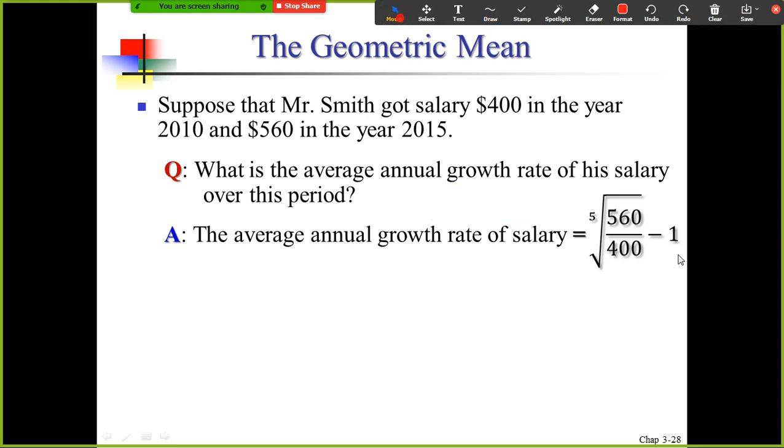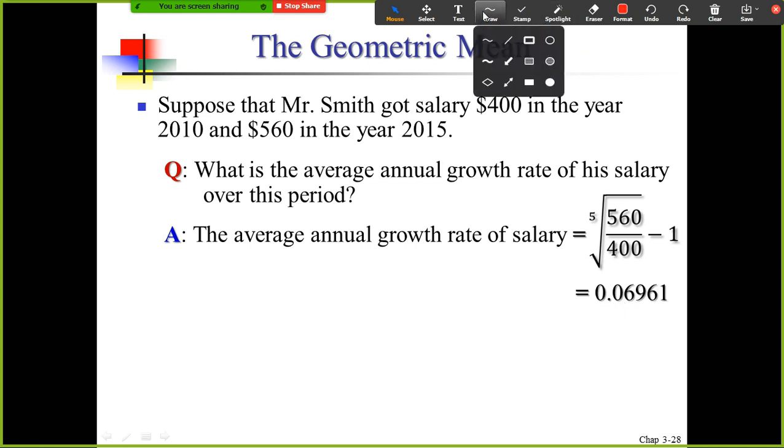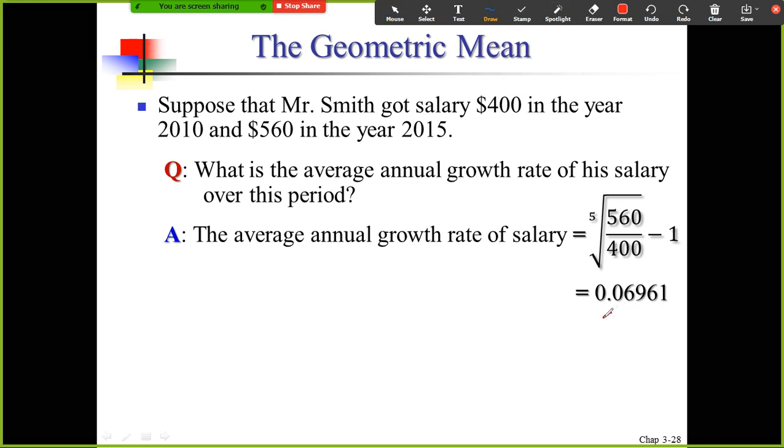Okay, and minus 1. And note, minus 1 is outside the root. The root is only over that amount. Okay, this is the root. Minus 1 outside the root. Don't take minus 1 inside the root. If you do, it's wrong. It's equal to, this is not a percentage. I mean, you can take a percentage. If you want to take a percentage, it will be 6.96%.